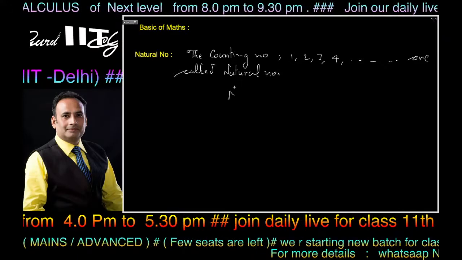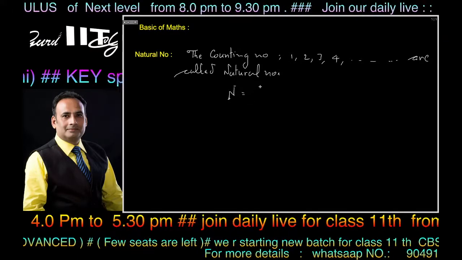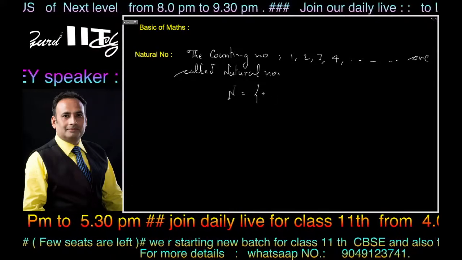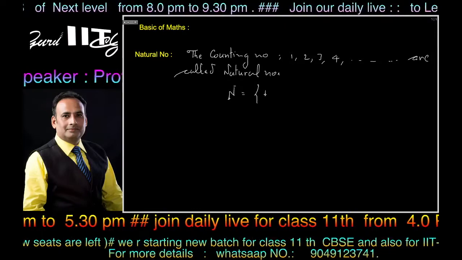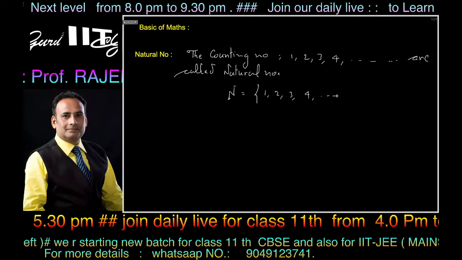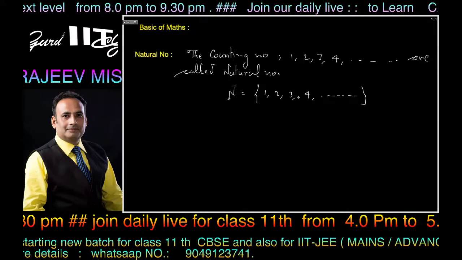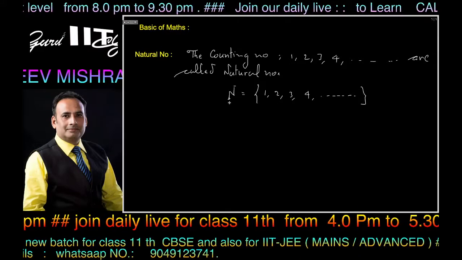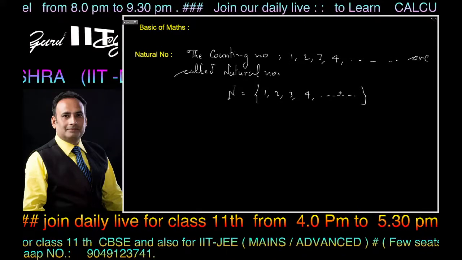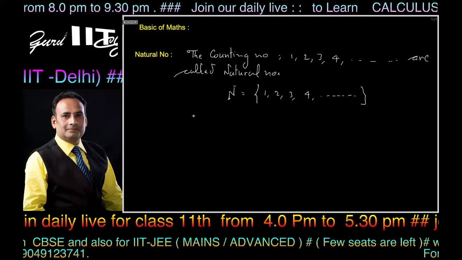Natural number is denoted by capital N, and in set form we write 1, 2, 3, 4, and so on. This way of writing the set is called roster form. Although in this set there are infinite elements, so this is called an infinite set. It's not a finite set.